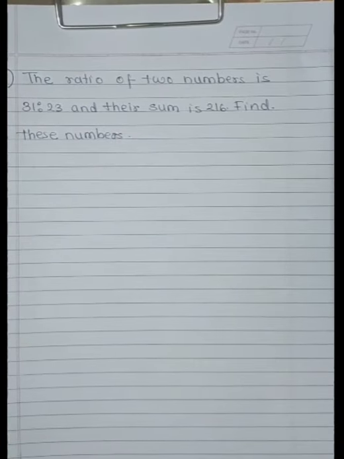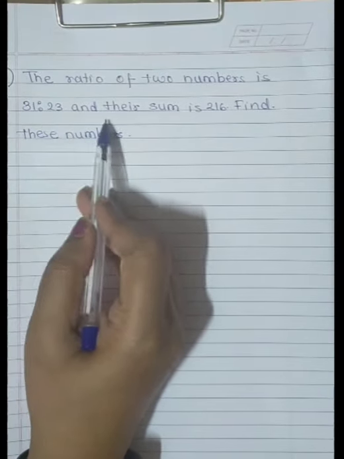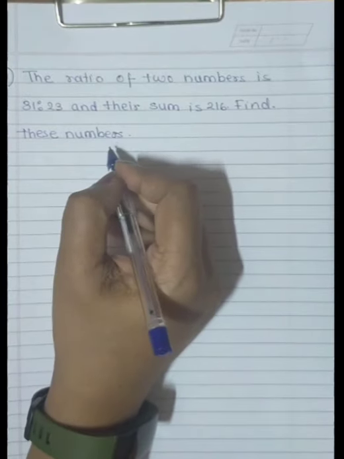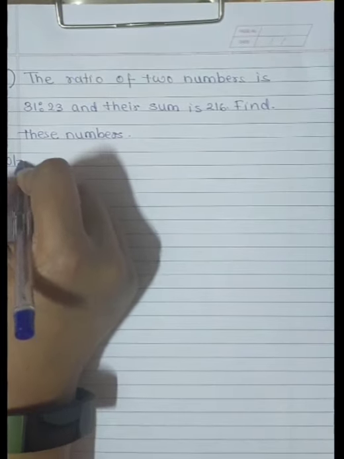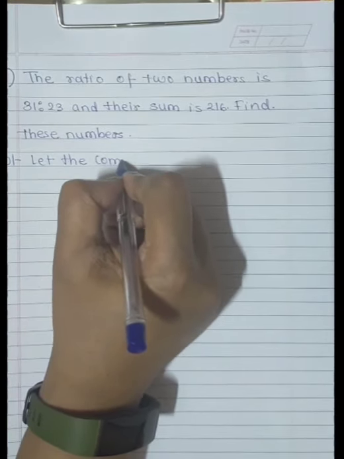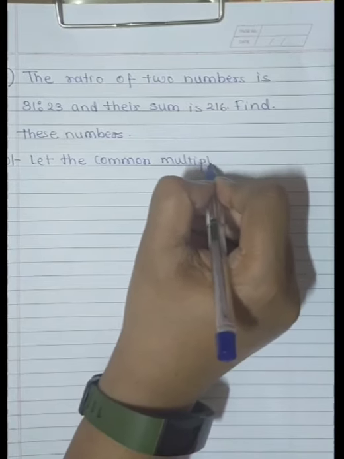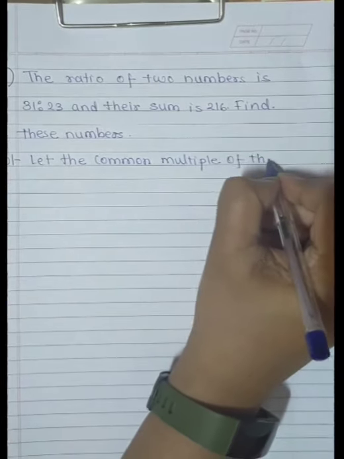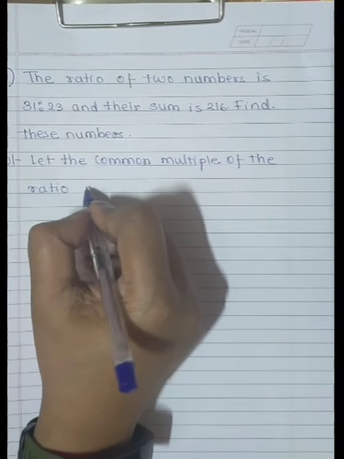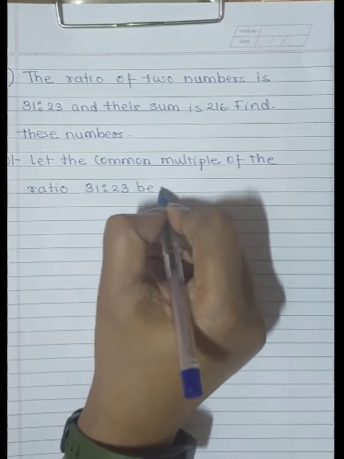Now what is the question given? The ratio of two numbers is 31:23 and their sum is 216. Find the numbers. So here the solution will come. Let the common multiple of the ratio 31:23 be x.